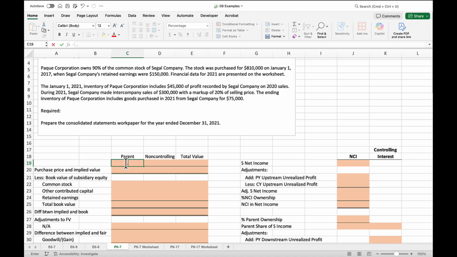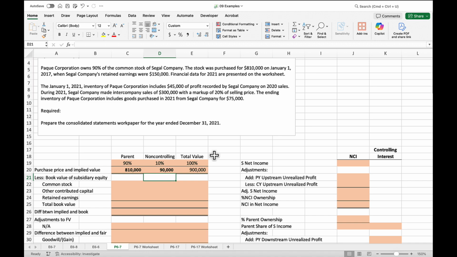So our ownership percentage for this one is 90%. That leaves 10% for our non-controlling interest, and our total column has to be 100. Our purchase price in this case was $810,000. So we're going to take that $810,000 purchase price, divide by the 90%, and that gives us the implied value of our entity. Next thing we're going to do is take 10% of that implied value, and that's going to give us the value of our non-controlling shares.